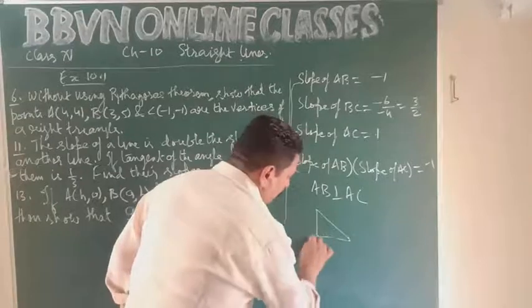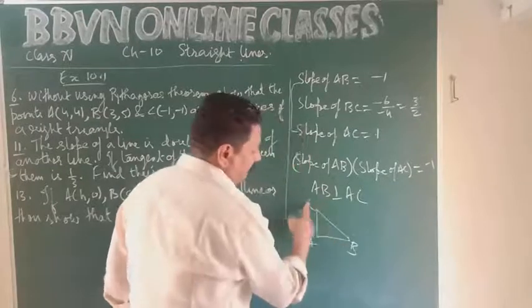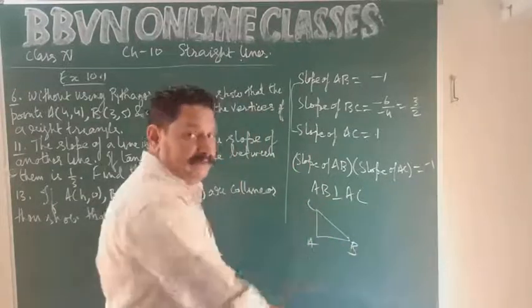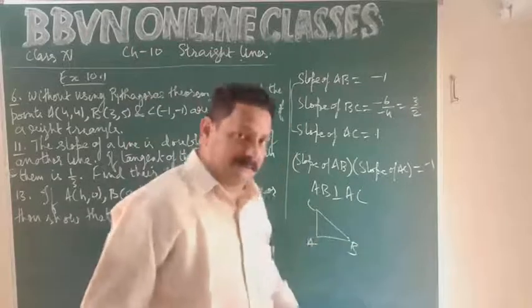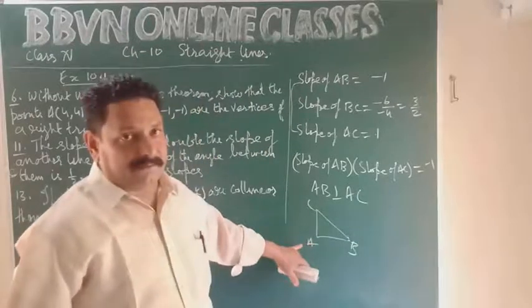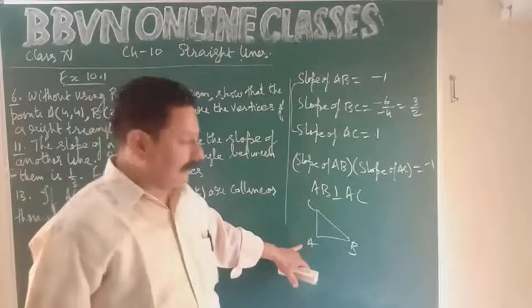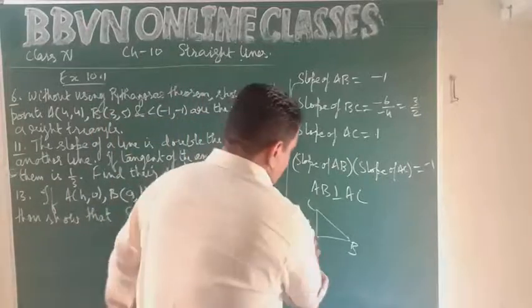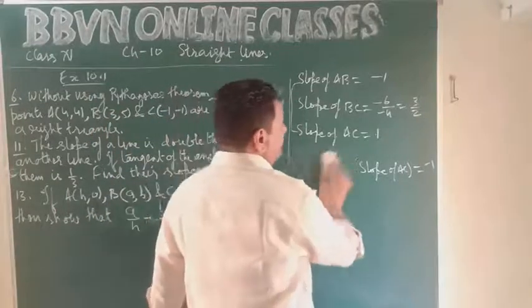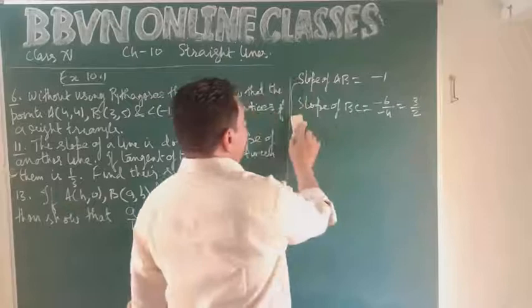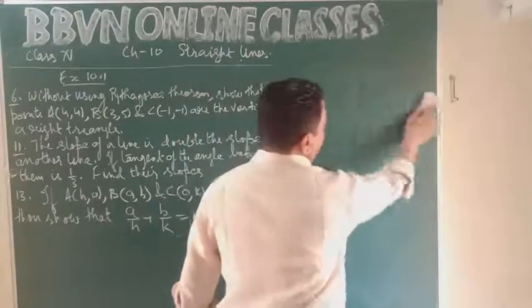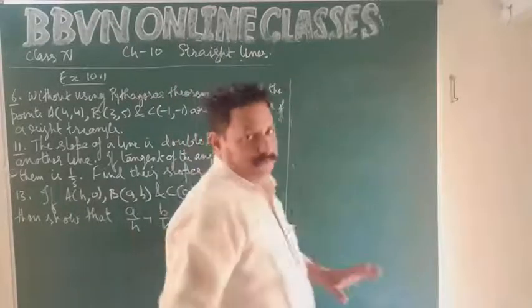This is how you will have the triangle. This can be B, this can be C, or BC, B or C, you can swap it. But A is the right angle. Got it, children? Clear? So we have not used the distance formula to calculate the sides and then applied Pythagoras theorem. We have used the concept of slope.